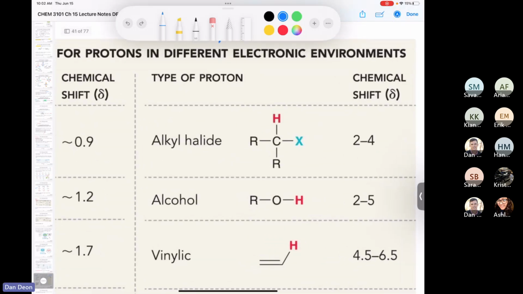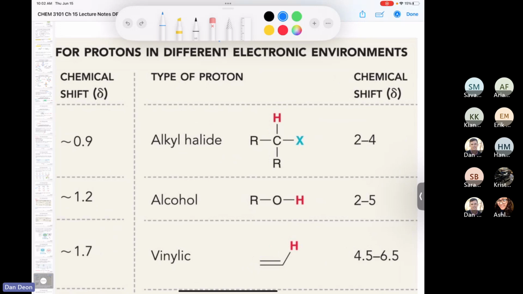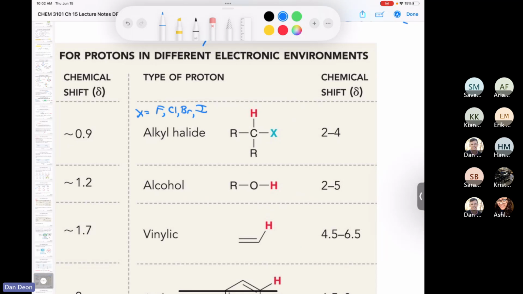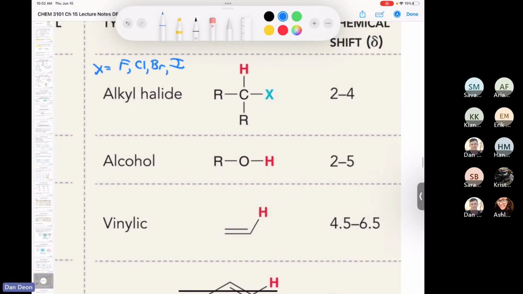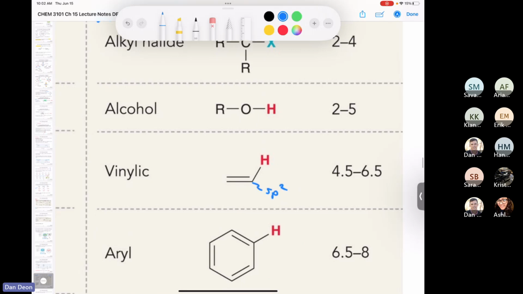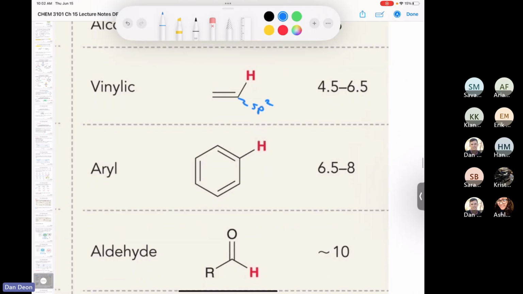Alkyl halide, we just studied this a few slides ago, right? Because the X can be equal to fluorine, chlorine, bromine, or iodine. And so we see a huge range. It's from 2 to 4. Also, alcohols have a huge, huge range from 2 to 5, which is pretty big. And there's a good reason for that we'll talk about later on. Vinylic protons, so those are the ones attached to an sp2 hybridized carbon. They're around 4.5 to 6.5. And if you have aromatic protons, those are around 6.5 to 8. Right? I said 7 to 8, which is still close, okay?